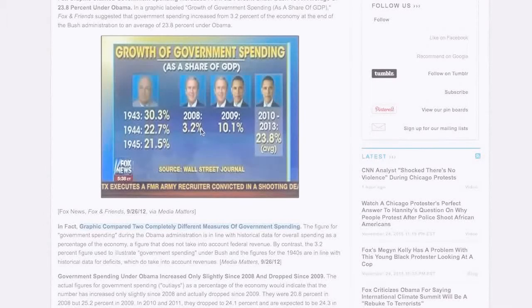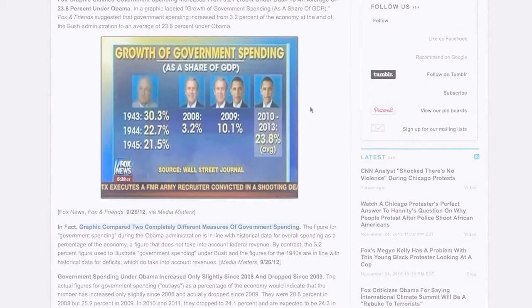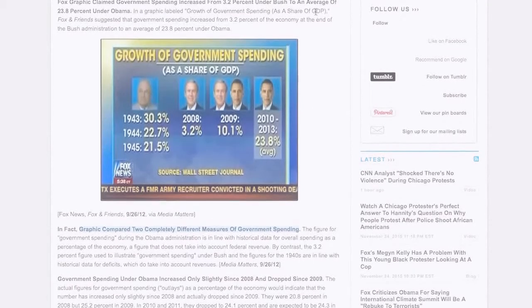Again, even just looking at this, it's not a helpful graphic because it's confusing right off the bat. But it's even worse because, as they point out, the graphic compares two completely different measures of government spending. There was a different measure applied pre-2009 than post-2009. So these are just different data sources, different measurements, different units. It's just a total nightmare of a mess, this graphic.